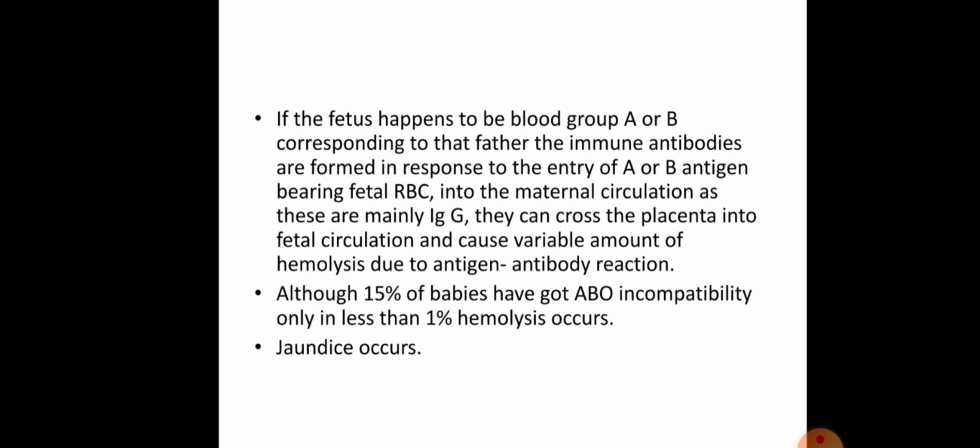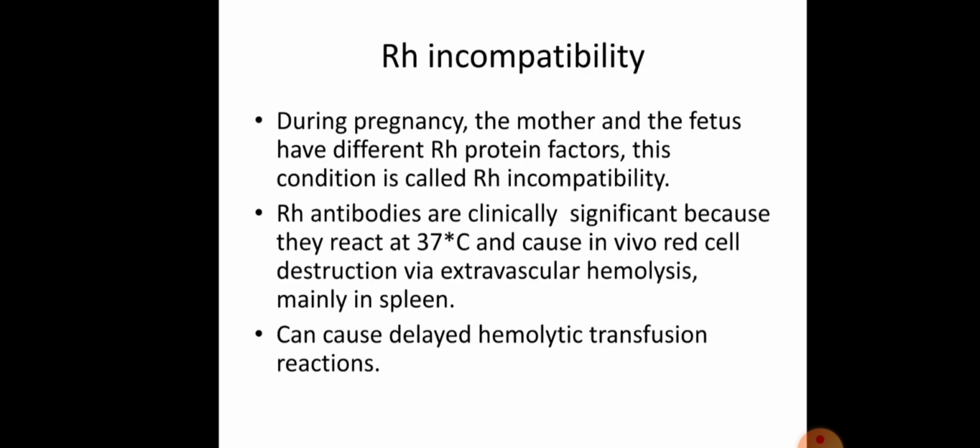They cause a variable amount of hemolysis due to antigen antibody reaction. Normally the ABO incompatibility between the fetus and the mother is really very low, around 15%. RH incompatibility is more common in mother to baby cases. But if we talk about transfusion, then ABO incompatibility is more dangerous here. During pregnancy, when the mother and the fetus have different RH protein, this condition is known as RH incompatibility.